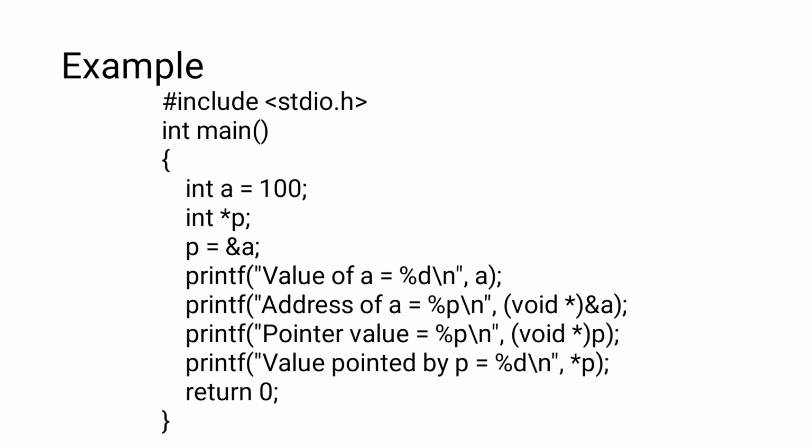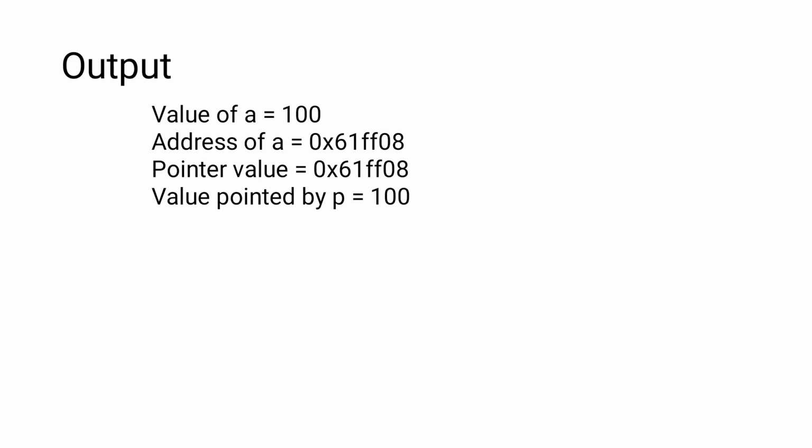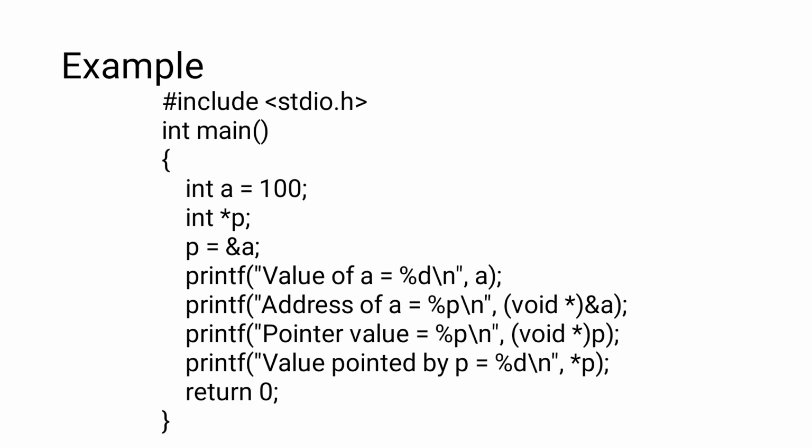Next I am printing the pointer value. The pointer value and the address of a are both the same, because inside this pointer we are storing the address of a only, so both will give the same output. So the pointer value is also 0x61ff0a. In the next line I am printing the value pointed by p. So what is the value pointed by p?